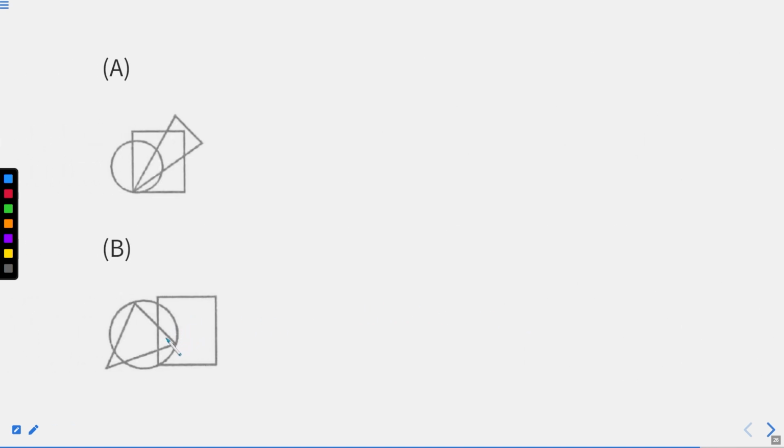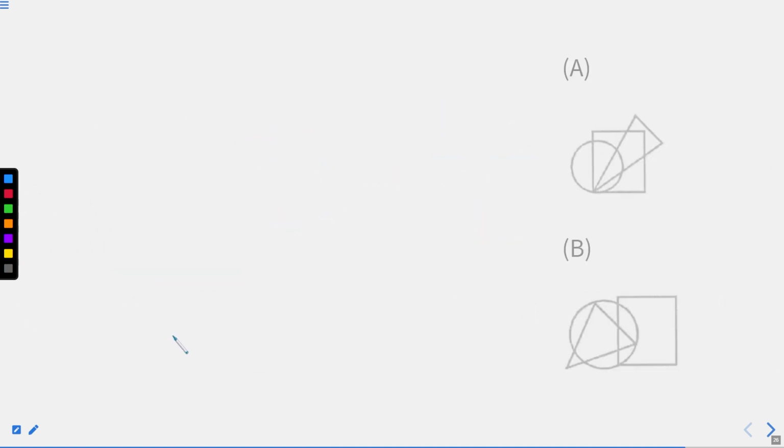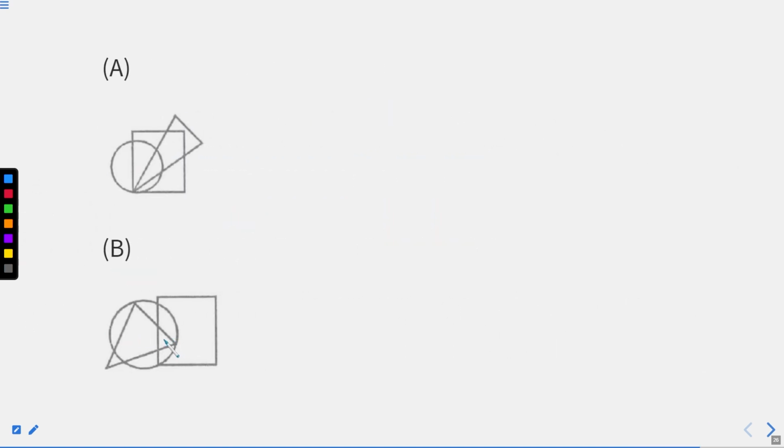First, we need a dot in which all figures appear. So this is the dot in which every figure appears, right? Now we need a circle and a triangle that can be drawn here. A circle and a square that can be drawn here itself. So option B satisfies all dot situations.